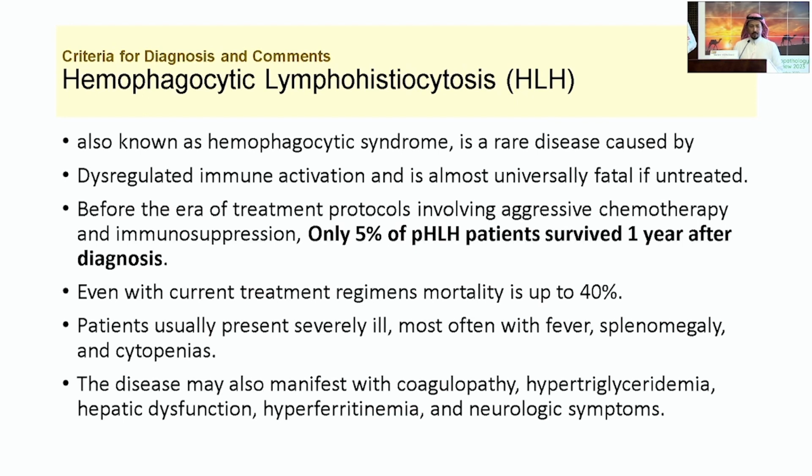Usually, these patients present with non-specific clinical presentation like fever, splenomegaly, and cytopenia. The disease may manifest as coagulopathy, hypertriglyceridemia, hepatic dysfunction, hyperferritinemia, and a neurological syndrome. This depends on the infiltration and involvement of multiple organs.